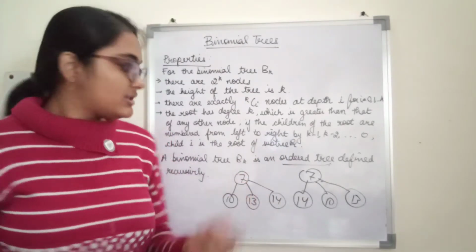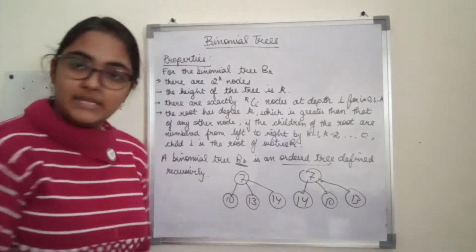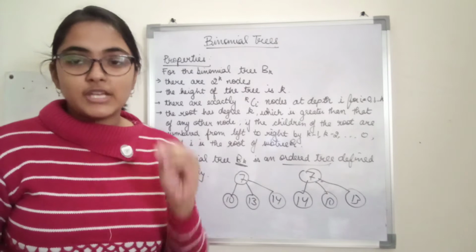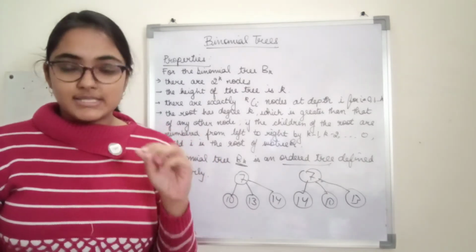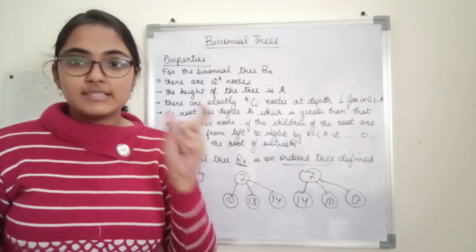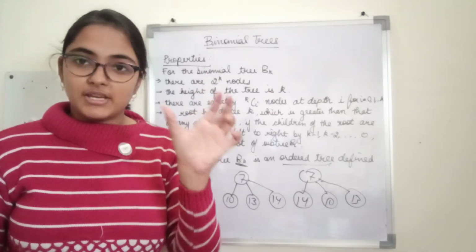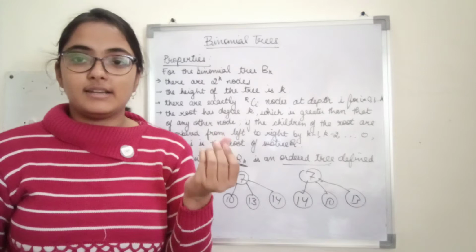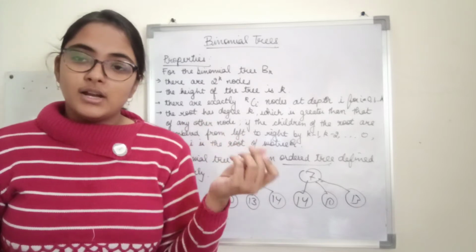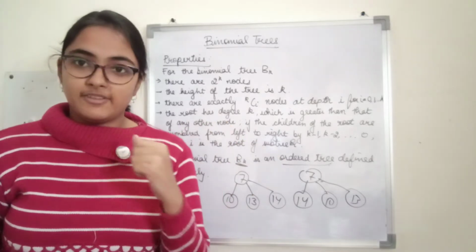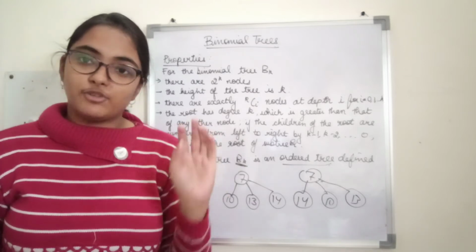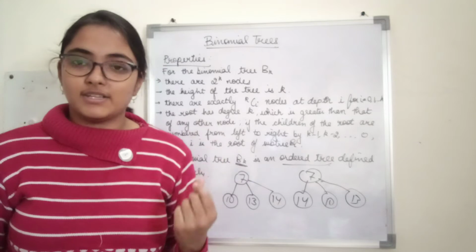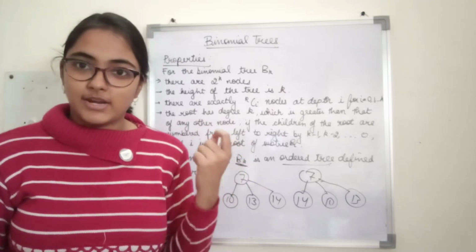So the binomial tree is represented by Bk, right? So let us put k is equal to 0. What is the base condition? Have you learned about recursive equations, right? There is some base condition and there is some recurring equation. Let us say Tn is equal to T of n minus 1 plus T of n minus 2, when n is greater than 2, and for n is equal to 1, there will be some other condition, that is Tn is equal to 1 or 0, right?